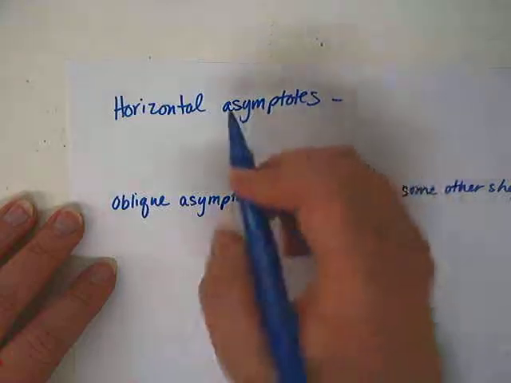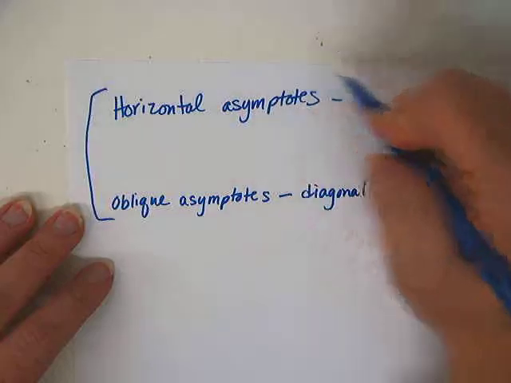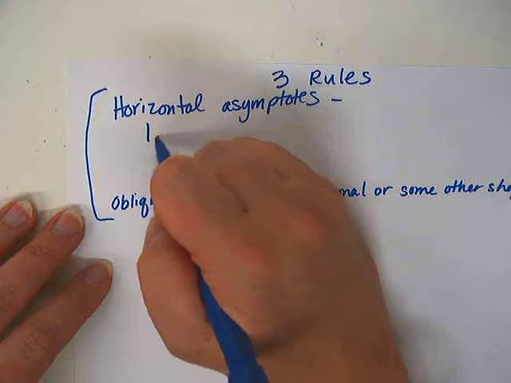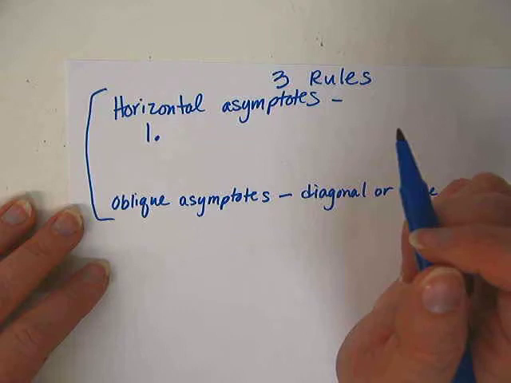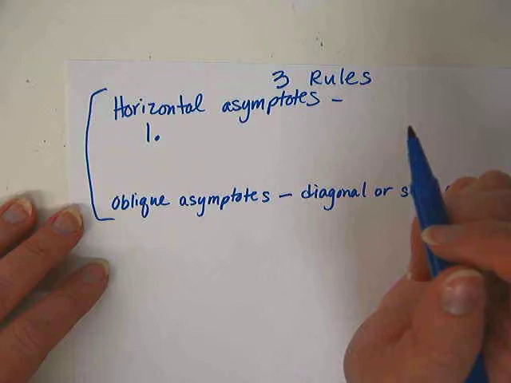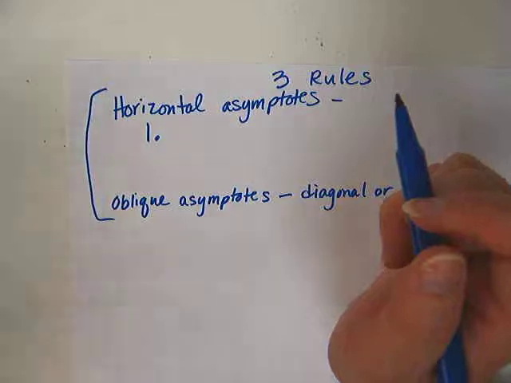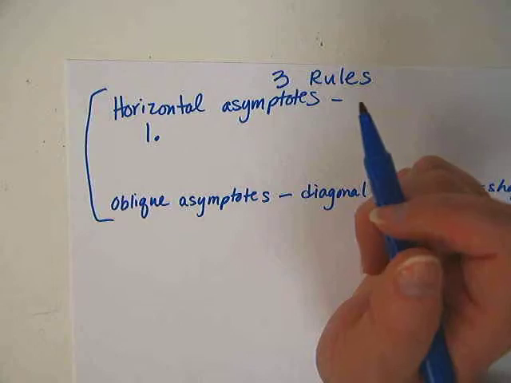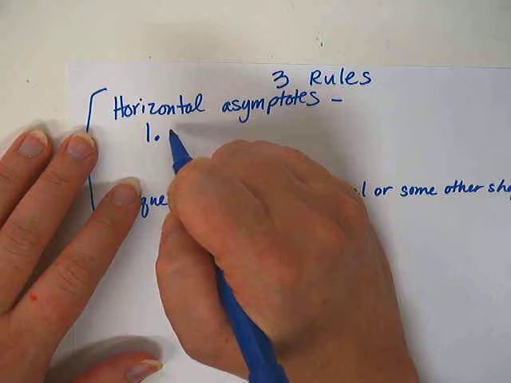So for horizontal asymptotes, there are 3 rules. Well, for horizontal and oblique asymptotes, there are 3 rules. Rule number 1. Remember how we learned about degree last chapter? We learned what degree is. And we just learned that a rational function is just 2 polynomial functions, right? So the numerator is one polynomial with a degree, and the denominator is a different polynomial with a degree.